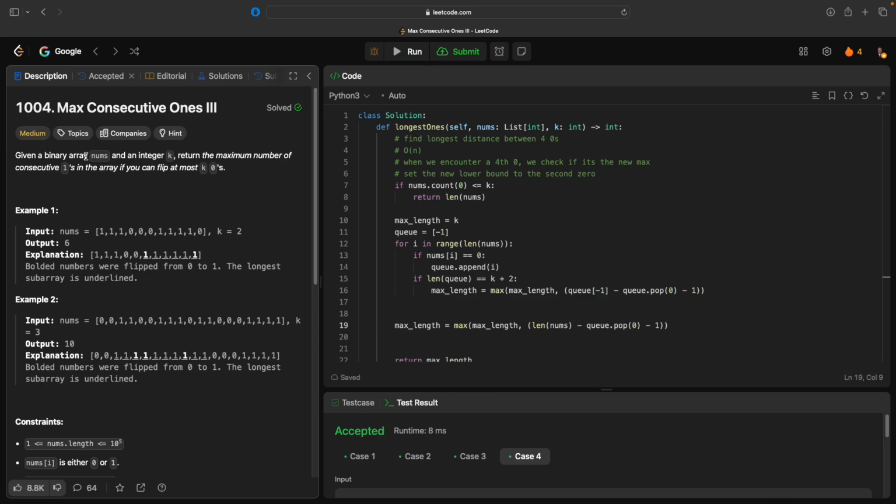So, given a binary array nums and an integer k, return the maximum number of consecutive ones in the array if you can flip at most k zeros. So for example, we have this right here, and we have four ones in a row, and we can use the two k to flip the two zeros around it to make a stretch of six. So we should return six.